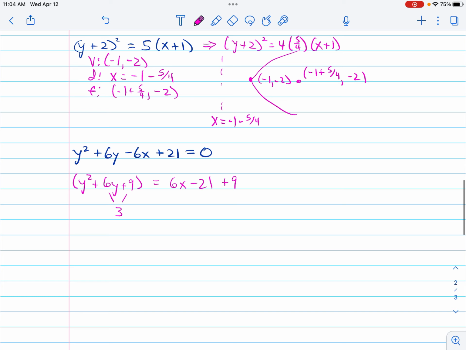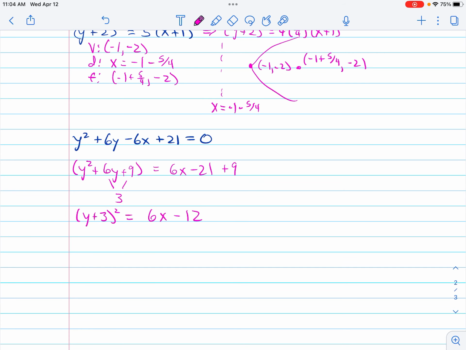Now let's see what we've got here. We've got y plus 3 squared equals 6x minus 12. Now, I always want to factor out whatever's in front of the x so that I have just one x. So I get 6 times x minus 2.